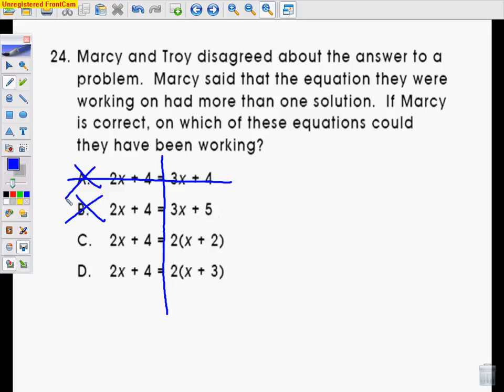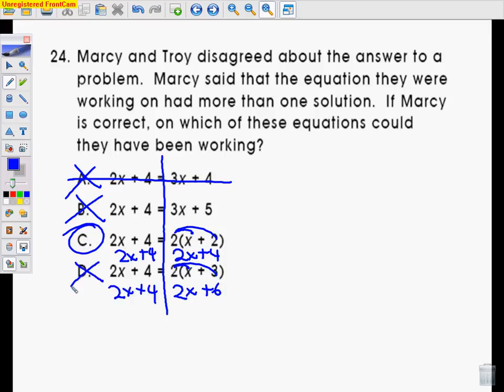It wasn't A. 2x plus 4 and 2 times x plus 2. Well, 2 times x plus 2, if I distribute it here, I would get 2x plus 4. And 2x plus 4 equals 2x plus 4. So this is my answer. All right. Again, if you did that in D, you would get 2x plus 6 after you distribute it. And 2x plus 4, that's not the same thing as 2x plus 6. So the answer was C. That has more than one solution.